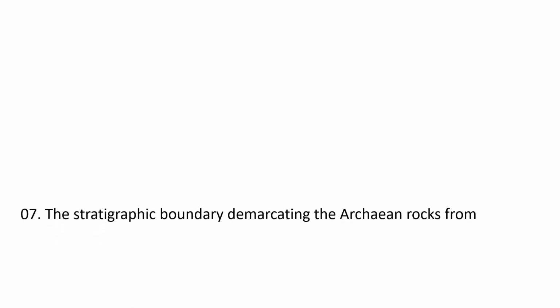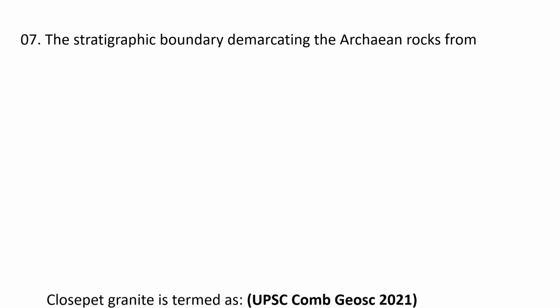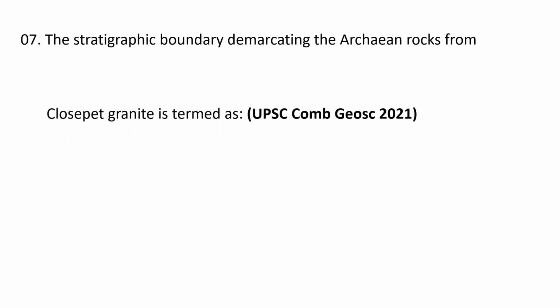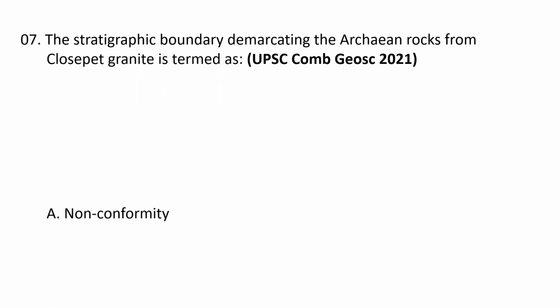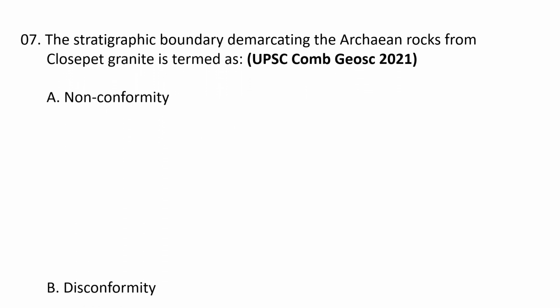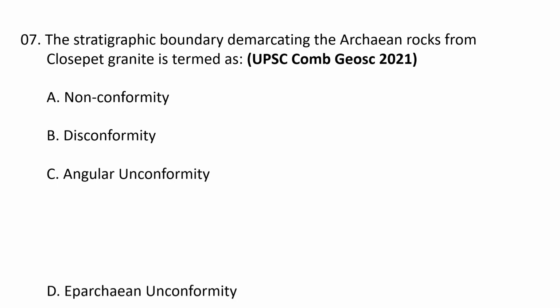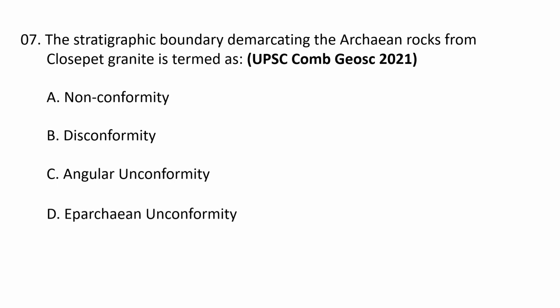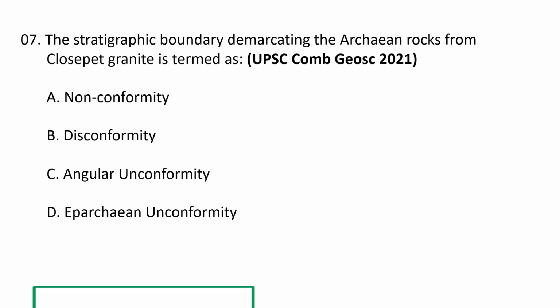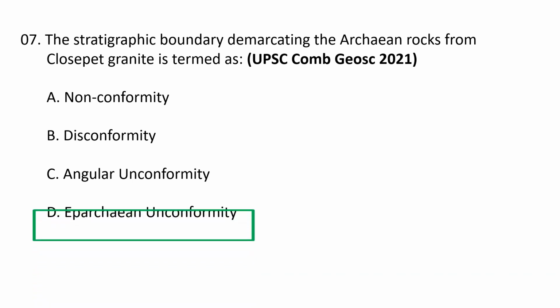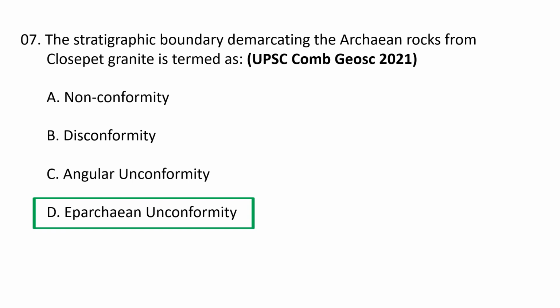Next question. The stratigraphic boundary demarcating the Archean rocks from the Closepet granite is termed as A. Nonconformity, B. Disconformity, C. Angular unconformity and D. Eparchean unconformity. The stratigraphic boundary demarcating the Archean rocks from the Closepet granite is termed as Eparchean unconformity. So this is the boundary demarcating the Archean rocks from the Closepet granite.